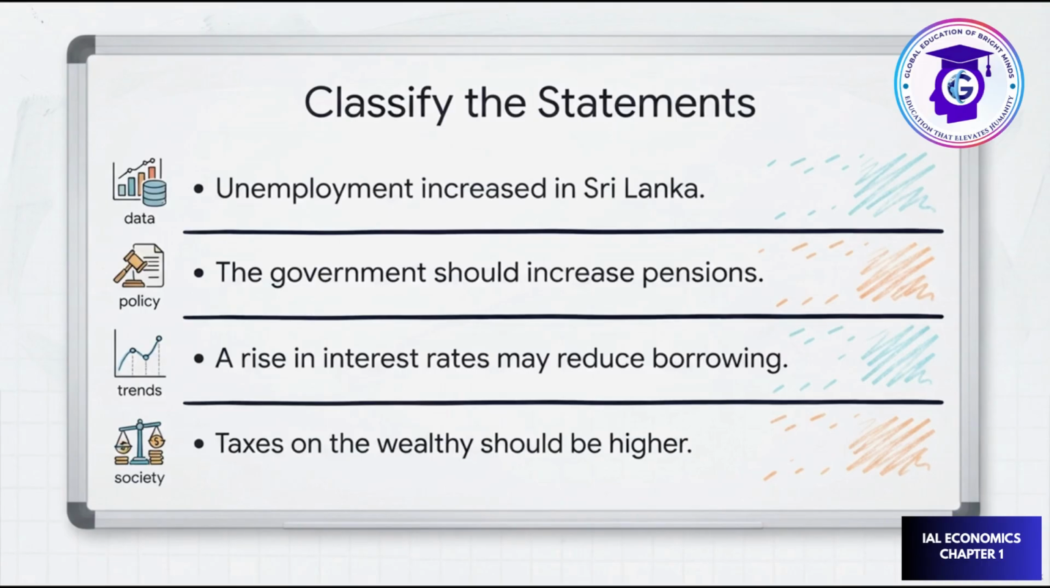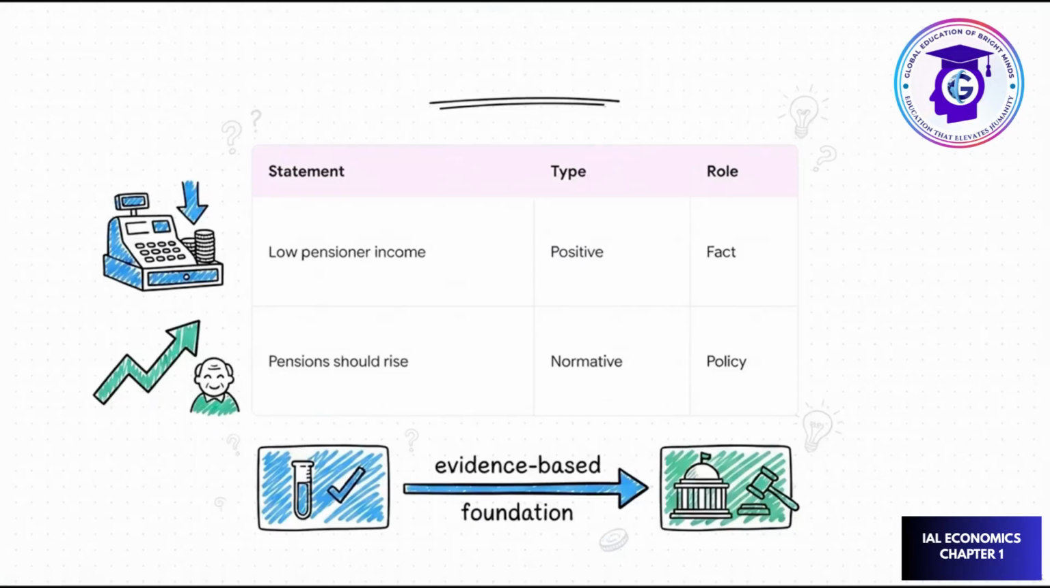Ready? Number 1, unemployment increased in Sri Lanka. Number 2, the government should increase pensions. Number 3, a rise in interest rates may reduce borrowing. And number 4, taxes on the wealthy should be higher. Think about those definitions we just covered. Do you have your answers locked in? Okay, let's check your work.